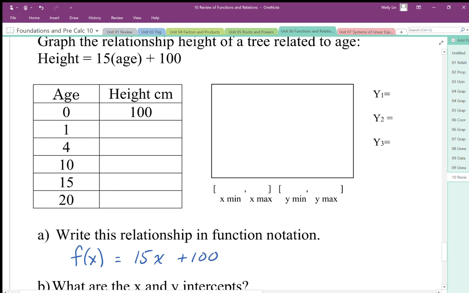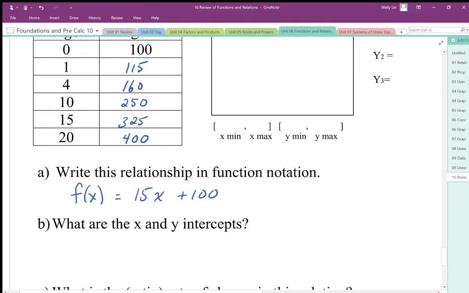So at age 0, if I plug in 0, it's 100 centimeters high. And at age 1 year, it's 115. 4 times 15 plus 100 is 160. So it looks like for every year, we're adding on 15. Okay, so for 10 years, we're going to add on 10 times 15. So 150 becomes 250. So this is 325 when I do 15 times 15 plus 100. And 20 times 15 is 300 plus 100 is 400 centimeters. Okay, so there's our table of values.